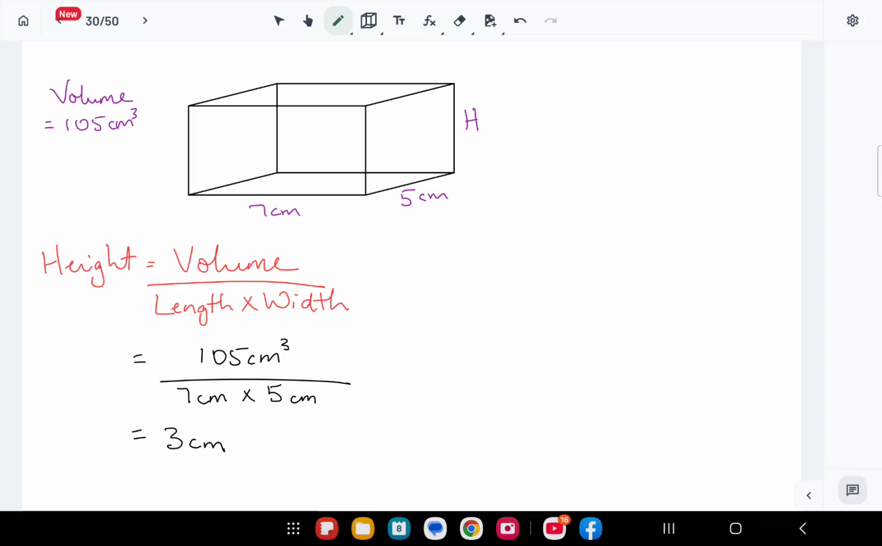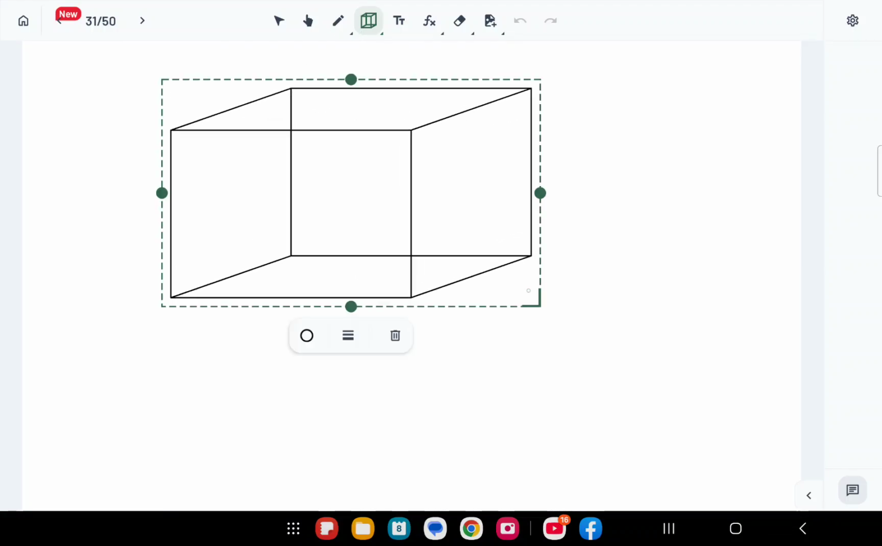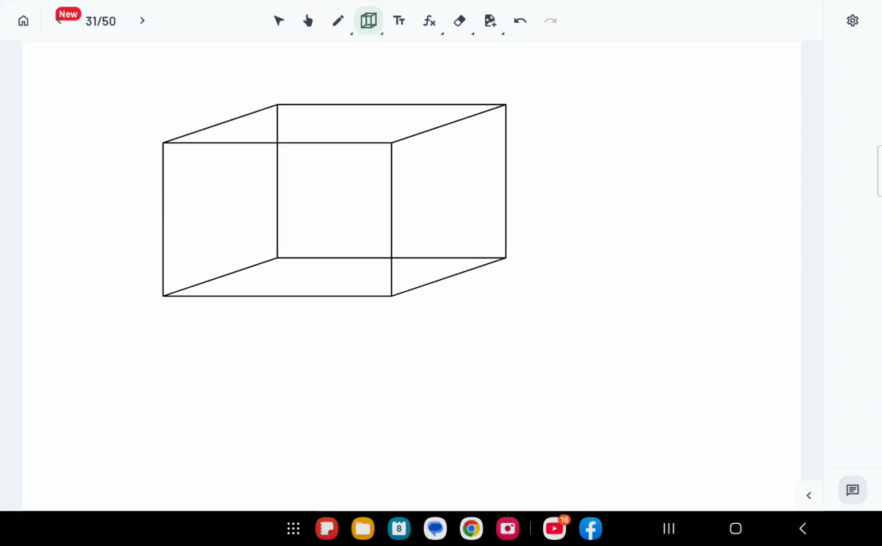All right. And there are other ways in which we could test volume. We can test volume by stacking. All right. So sometimes they may give you a box, and then within this box now, it may have smaller cubes within it, forming the volume of the shape, the cuboid.